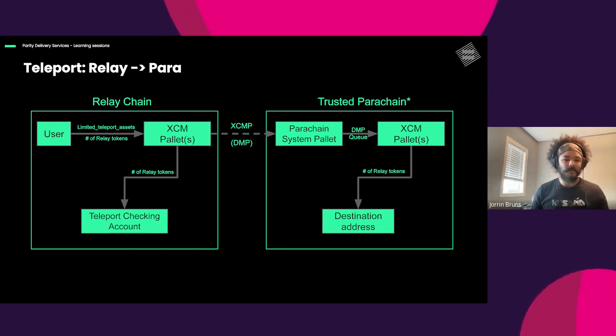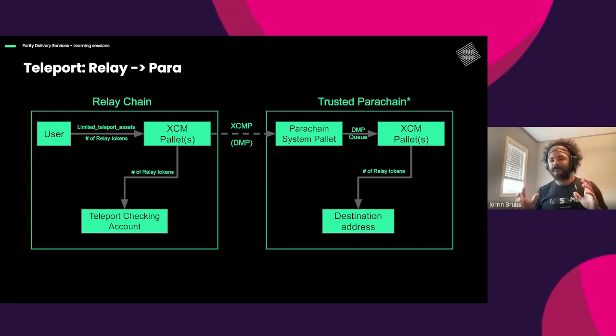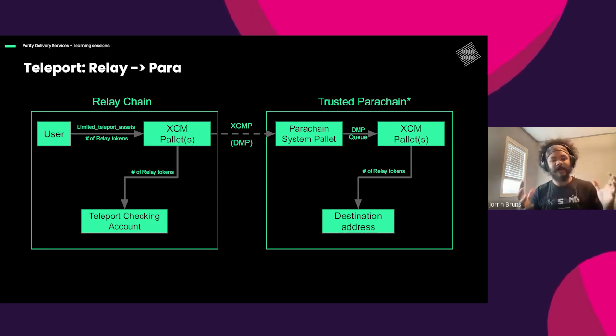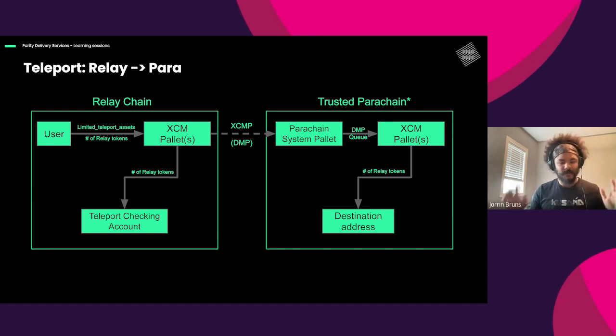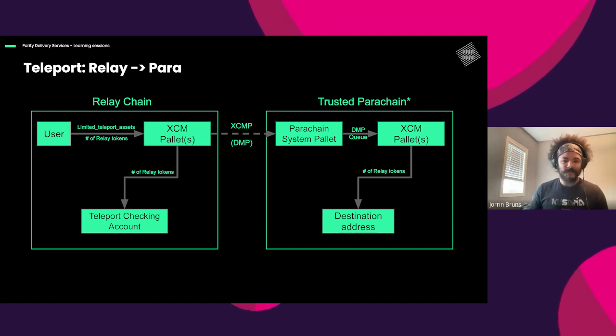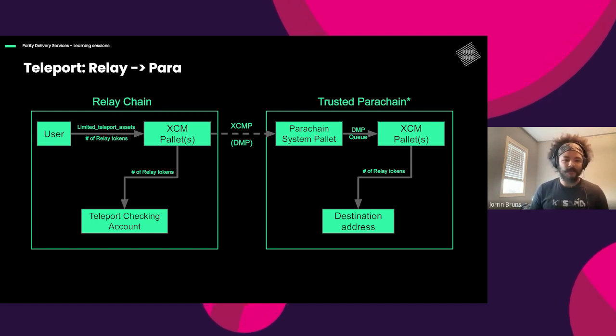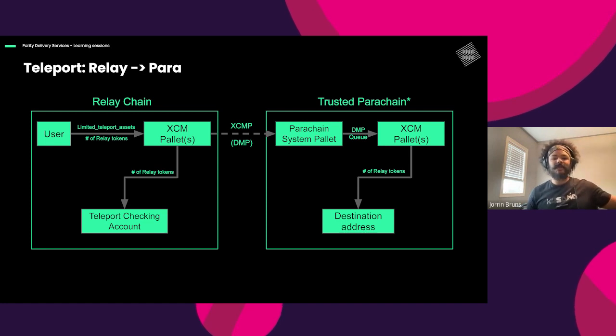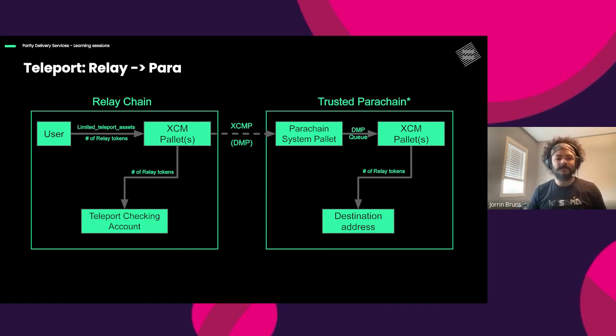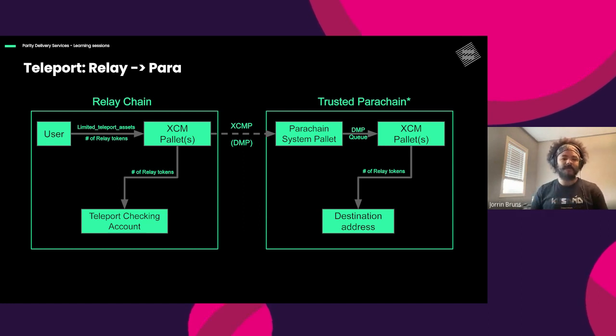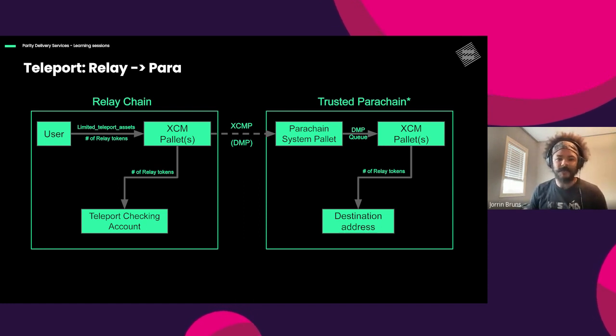What happens with the teleport is you have this user, they have some number of tokens on the relay chain, and they're going to use a limited teleport, and they're going to interact with the XCM pallet. I have pallets here because it's not technically one pallet. It's a collection of pallets that work together. But that's an implementation detail you can look into if you're interested. Essentially, the XCM pallets take in this message and say, okay, this is what's going to happen. We're going to take these relay tokens and send them to the teleport checking account. This, in effect, is burning them because this account is not accessible in normal ways, but they do get sent to this account. Again, another implementation detail.